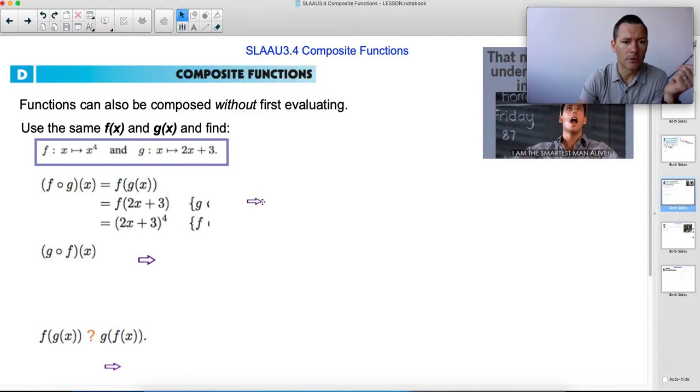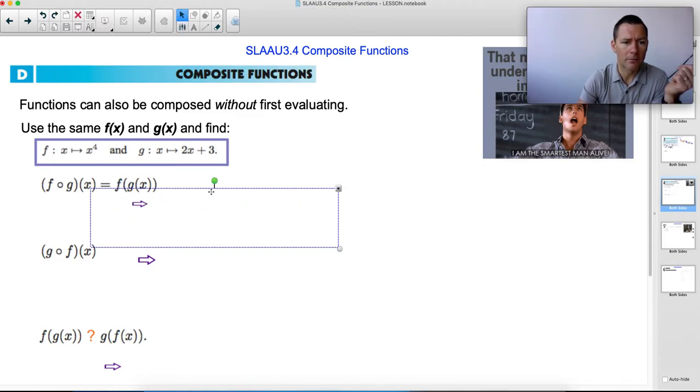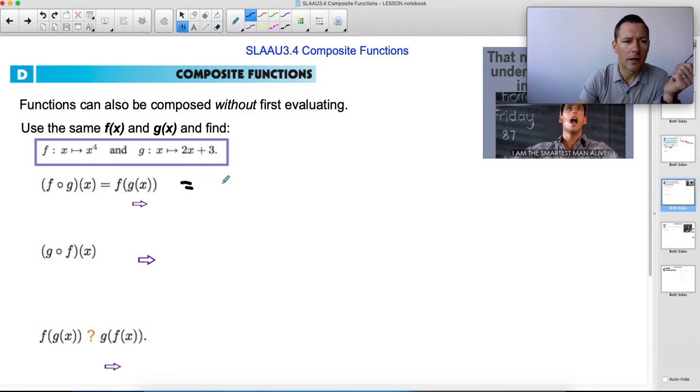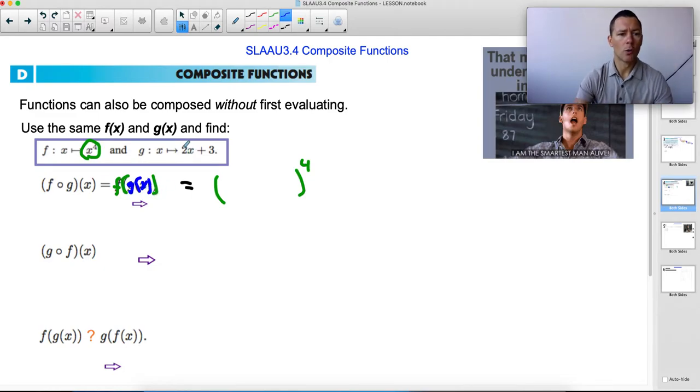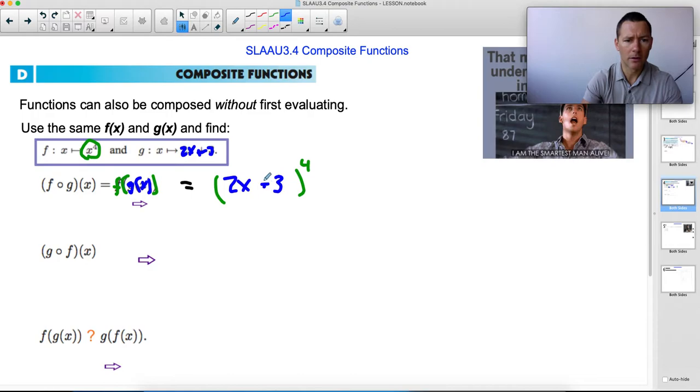So I'm going to write it instead. F of x, this green part, is really like saying, take whatever your inputs are and bring them to the 4th power. And g of x is this internal part, and that's the input into f of x, right? So we're going to say that's 2x plus 3. So we're going to put that in here, 2x plus 3. And that's the equation for f of g of x, right?